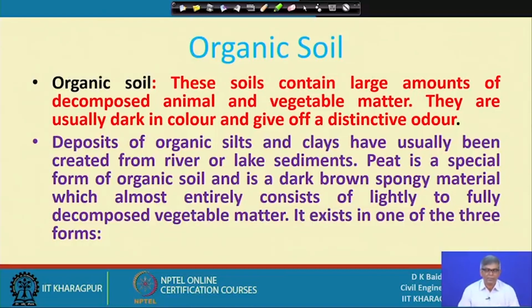Then next, as I have mentioned, there are 3 types of soil: one is transported, another is residual, and the third one is organic soil. The organic soils contain a large amount of decomposed animal and vegetable matter, and they are usually dark in color and give off a distinctive odor, smell. From the smell itself and color, one can identify whether the soil is organic or inorganic.